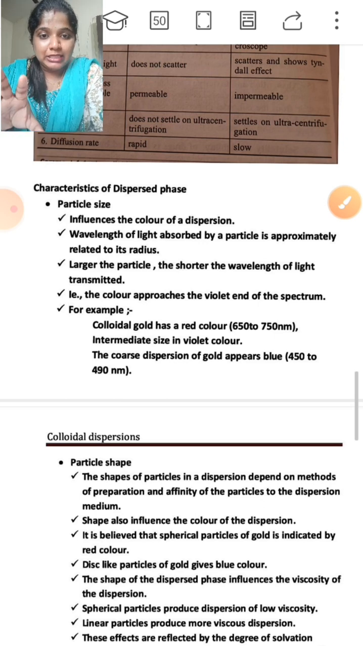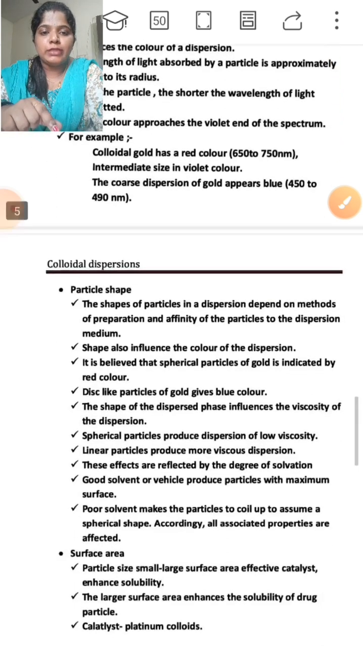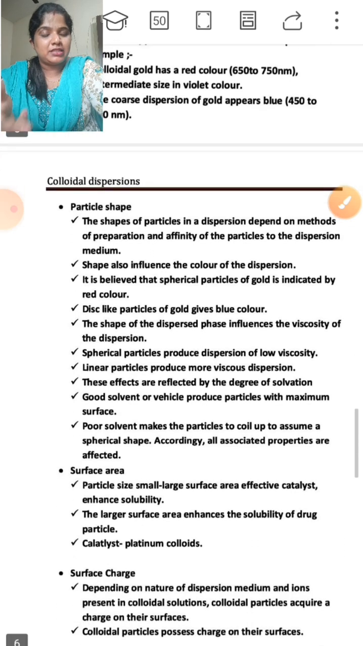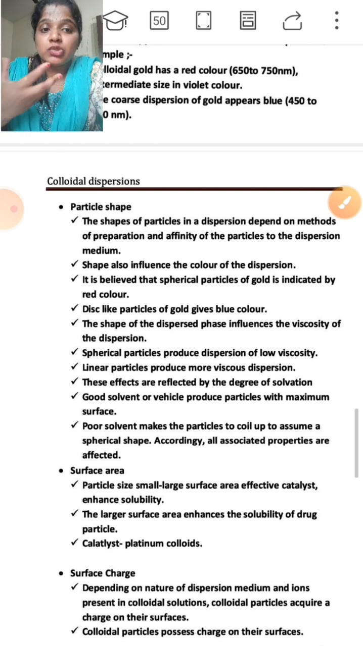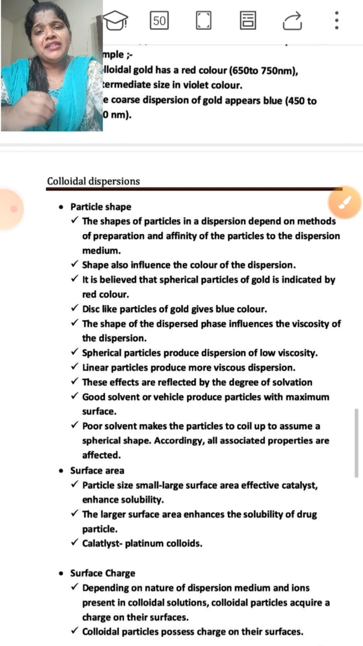For example, colloidal gold has a red color in the range of 650 to 750 nanometer, intermediate in violet color. In the case of the coarse dispersion of gold, which appears blue, the blue color will show at 450 to 490 nanometer. Next characteristic is particle shape. The shape of particles in a dispersion depends on the method of preparation and affinity of the particles to the dispersion medium. The shape also influences the color of the dispersion.